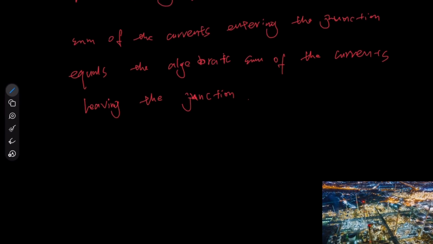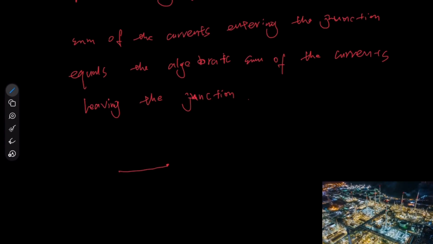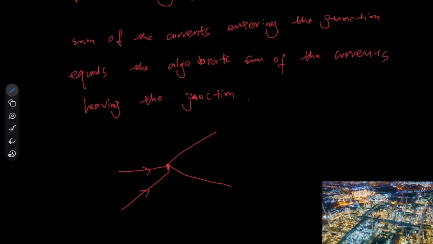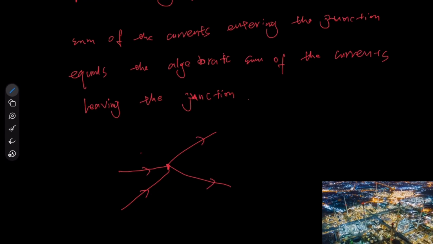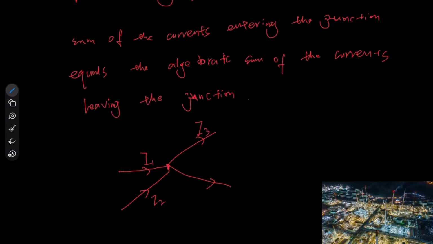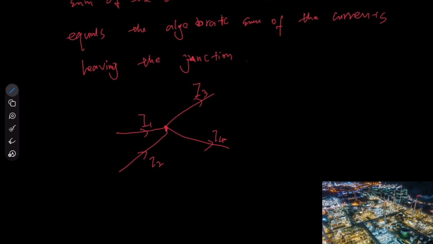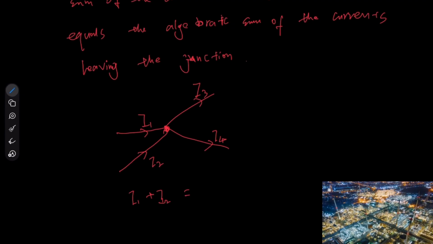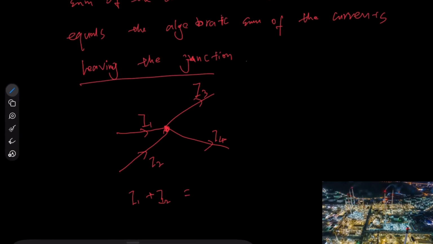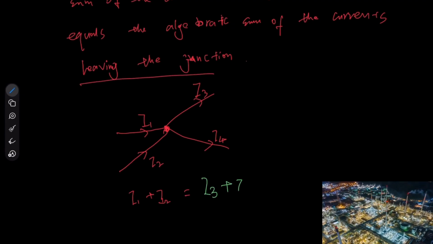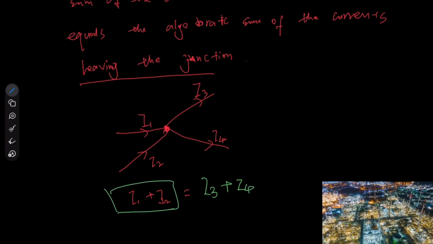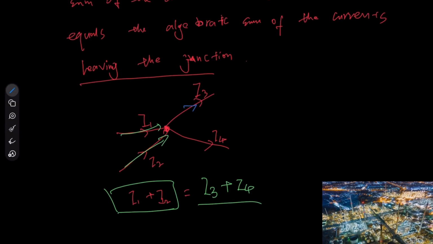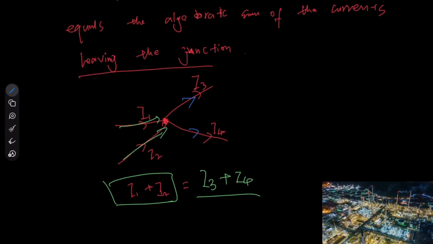Okay, what does that mean? Basically, if we have a point here, we have current entering that junction and current leaving that junction. Let's say this is the direction of the current. This is for entering, let's say I1, I2. We have I3, I4. So whatever is entering that point, I1 plus I2, equals the current leaving that junction, I3 and I4. So the sum of the currents entering that point equals the sum of the currents leaving that point. So that's KCL.